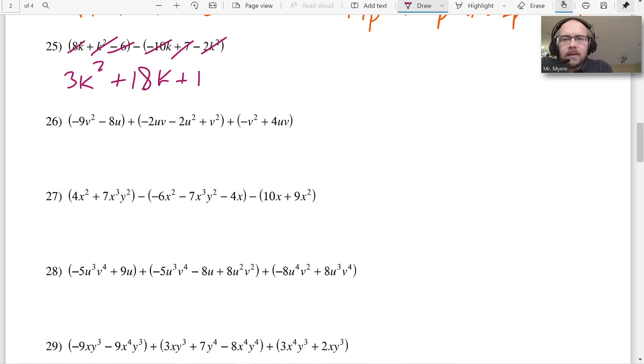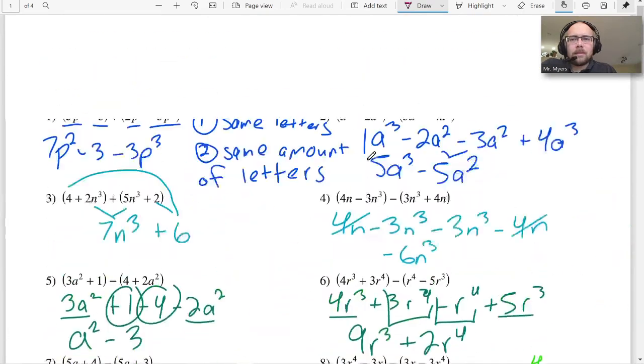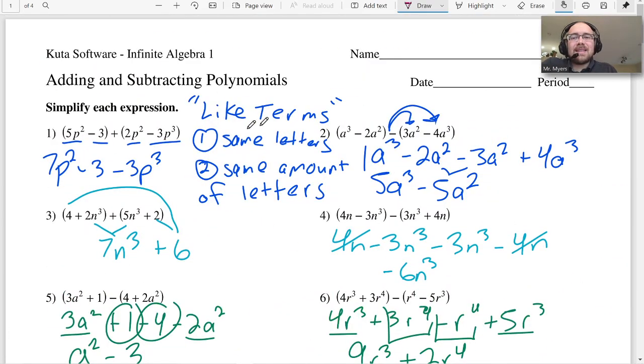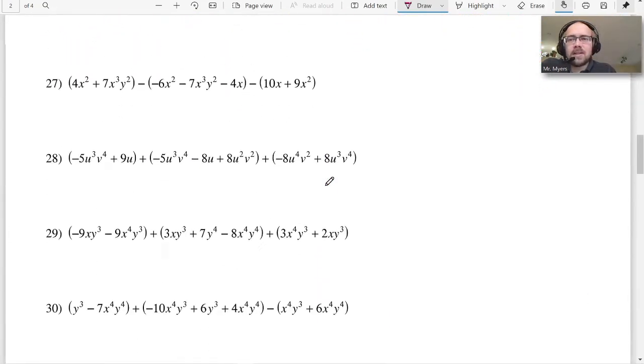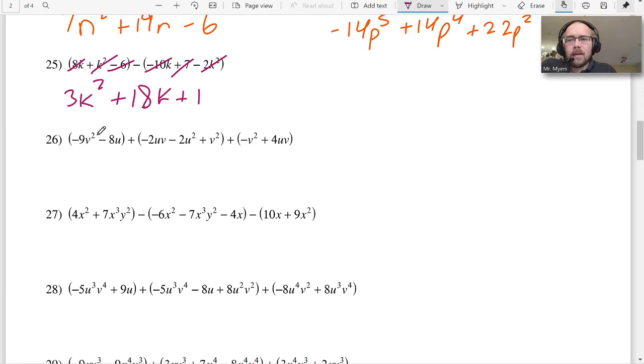This is a new thing. Let's pause for a second. Remember I said let's go back up to the top. Let me show you something. Like terms means the same letters and the same amount of letters, right? Like same letters, same amount of letters. Okay. So v squared. Actually, let's look at this. 8u, right, versus 2uv. Those are not like terms because this one has a different letter. They have the same power. They have the same u and the same power of u, but this one has a v and this one does not have a v, right?